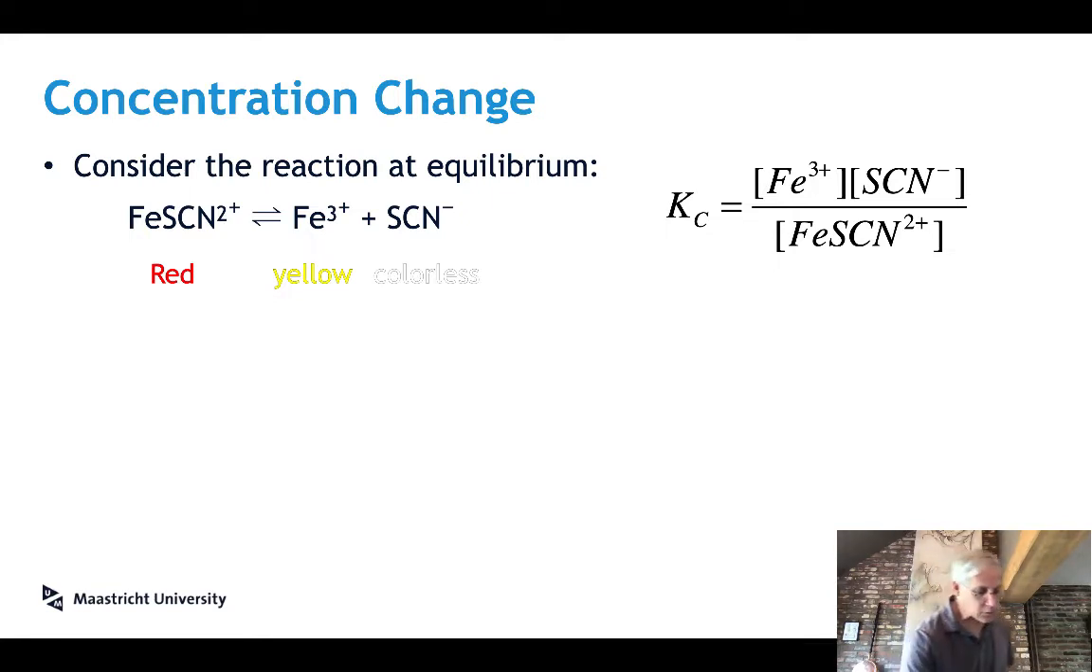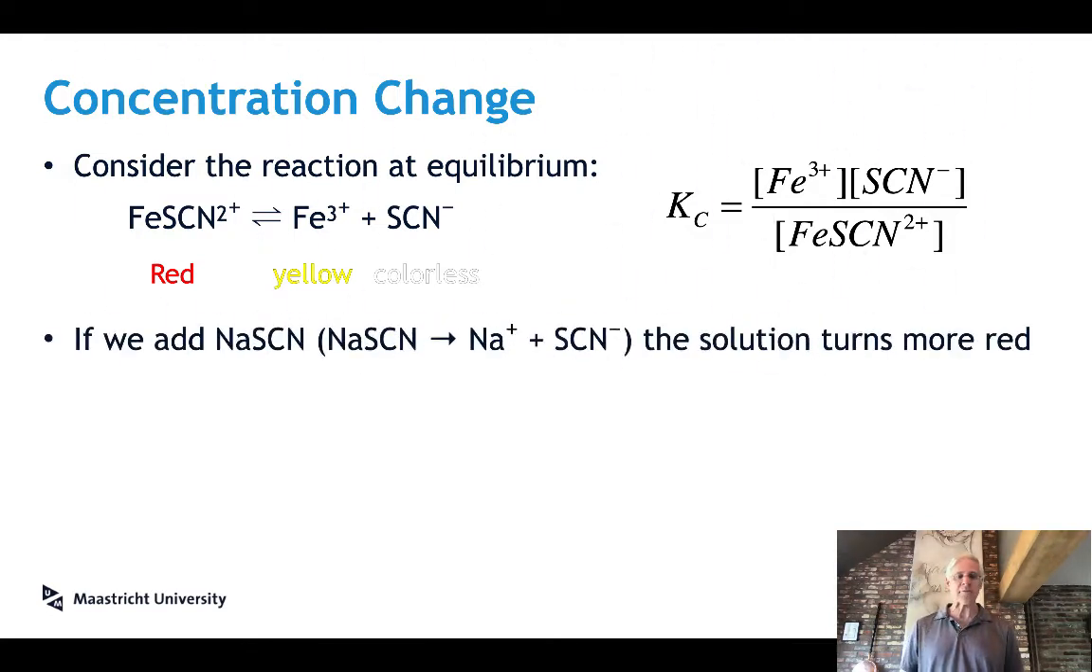We do have an equilibrium constant expression there, so we have our products, Fe3+ times the thiocyanate ion concentrations over the concentration of the complex. Now, if we were to add sodium thiocyanate, so sodium thiocyanate is a salt. Because it's a sodium salt, it's fully soluble in water and it will dissociate in water into sodium ions, which we don't really care about, but it does produce thiocyanate ions.